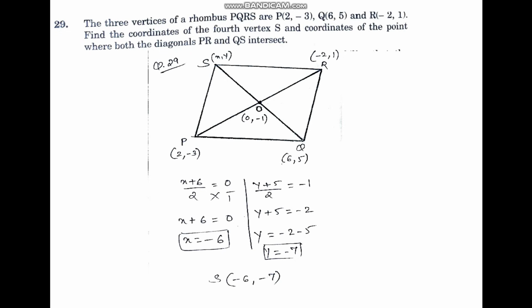So now we have the coordinate of midpoint O, and it will also be the midpoint for SQ. So on solving, (x plus 6) upon 2 equals 0 by 1. On cross multiplying, x is -6, and (y plus 5) upon 2 equals -1, that is y equals -7. So the required coordinate is (-6, -7).